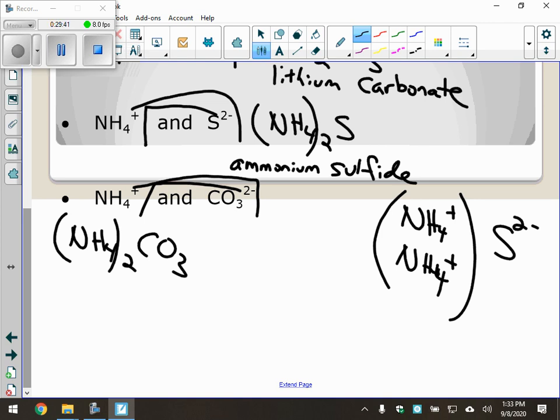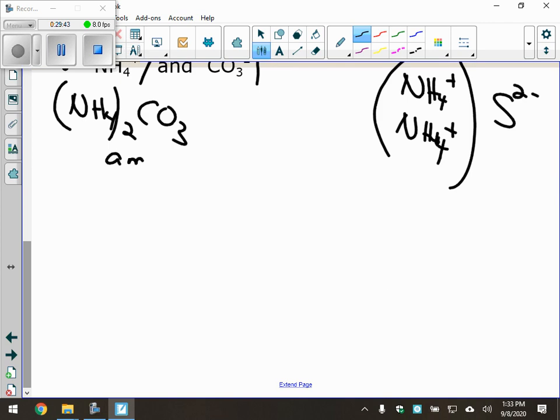This, of course, is called ammonium. And then CO3 is, we know from before, up a little bit here, that's carbonate. Okay. So that's known as ammonium carbonate. Questions, anyone? And it's going to take a while because you're going to see some different ones this year.